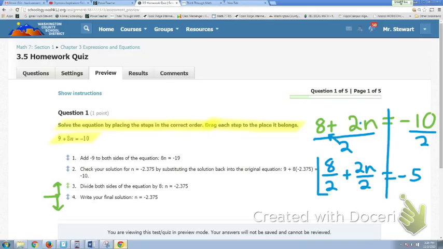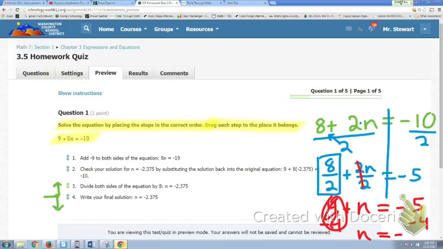Now we can simplify this. 8 divided by 2 is 4. 2 divided by 2 goes to 1. That's canceled out and left with n. And I'm one step closer to isolating the variable. Now all I have to do is the inverse operation of positive 4, which is -4. If I subtract 4 from both sides, that goes to 0. There's my additive inverse, or 0 pair. n is equal to -9.